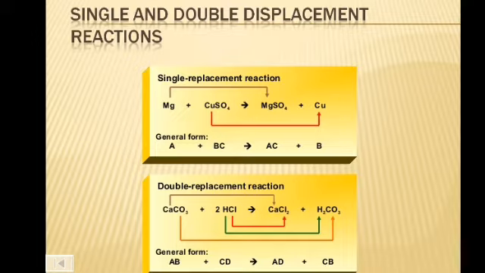In a double displacement reaction, we have a general formula, that is AB plus CD gives AD plus CB. As we have calcium carbonate plus twice HCl gives calcium chloride plus hydrogen carbonate. So here calcium as well as hydrogen carbonate and chloride ions get exchanged between the reactants, and as such this reaction is a double displacement reaction.